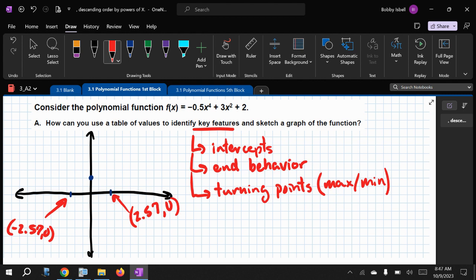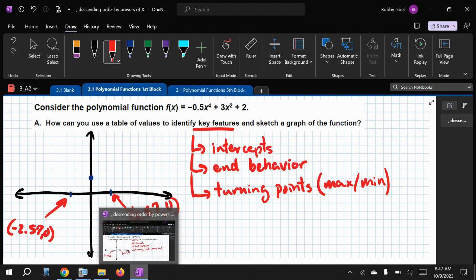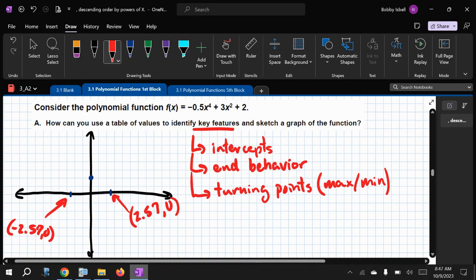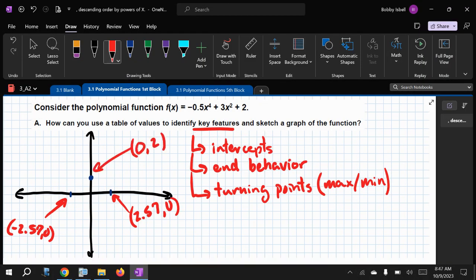So we got the x-intercepts. Those are important. The y-intercept there, let's check that value at 0. So I'm going to hit trace 0. And as Jacob told us, 0, 2 was the y-intercept, that's exactly what that is. So that y-intercept is at 0, 2. So there's your key features.